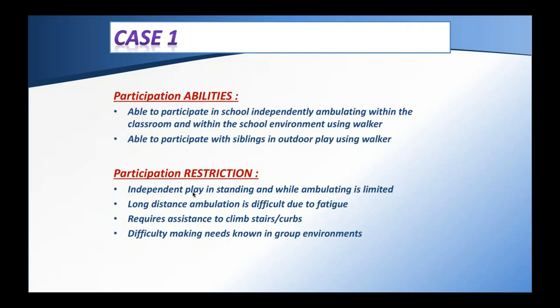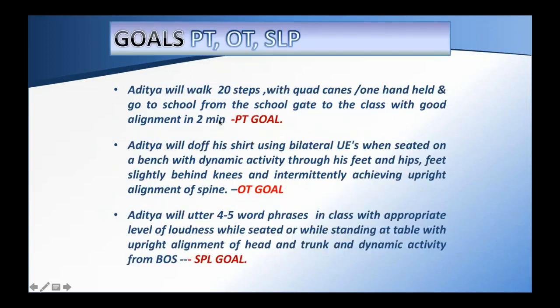So if I have to really plan his goals, look at my PT goal. Aditya will walk 20 steps with quad canes, one hand held, and go to school. It means you can either have one hand held the way I showed you, or take quad canes and give him a lot of time to go to school, from the school gate to the class with good alignment, and give him that time frame of 2 minutes.